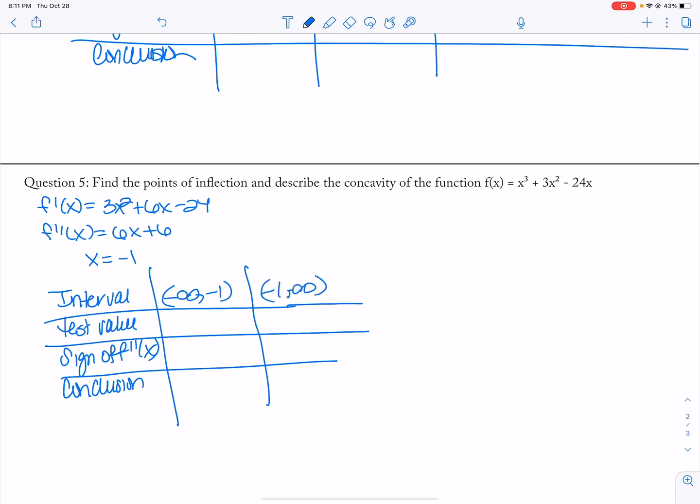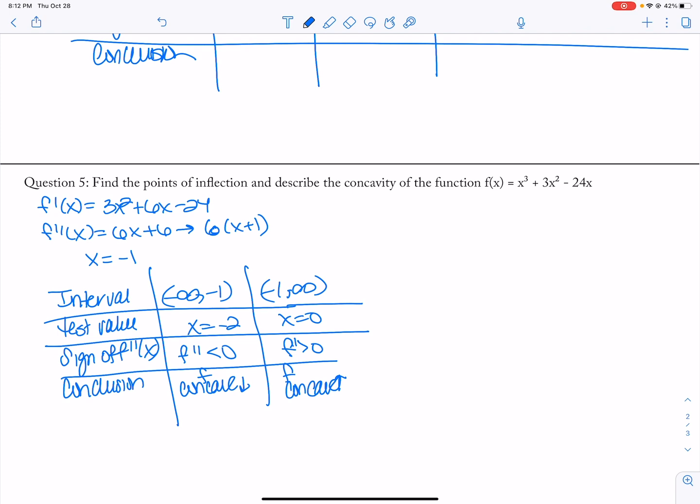Okay, so now I'm going to pick my test value. X is equal to 0 here. X is equal to negative 2. So that f double prime is going to be less than 0 here, and then bigger than 0 there. So that means concave down, and then concave up.